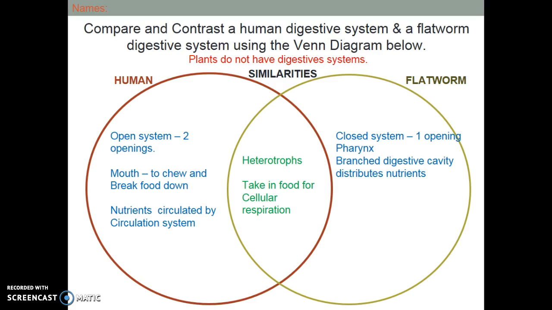Flatworms have a closed system, one opening, it's called the pharynx, and it is a branched digestive cavity, so it distributes those nutrients. The waste will come back out that same opening. Why did we not talk about plants in this? Plants are not digesting food unless it was the Venus flytrap, and then there are digestive enzymes being used.